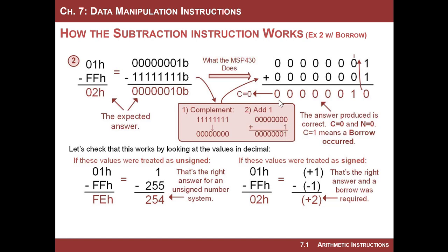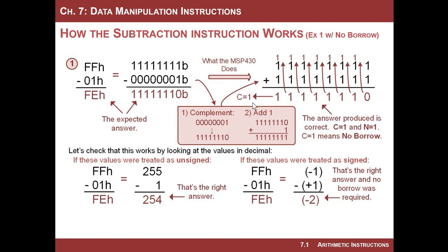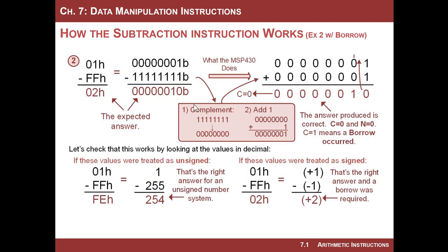But what this demonstrates is that the carry flag will give us information about whether a borrow was needed. It's just the opposite logic from a carry. So for example, if there's a borrow, C will equal 0. If there's no borrow, C is equal to 1. And you can only see that if you actually go through the binary representation. And remember that the MSP430 doesn't really do subtraction. It does 2's complement negation of the second number, and then it adds them. Okay, that was a long way of showing why, if there's a borrow, C is equal to zero.